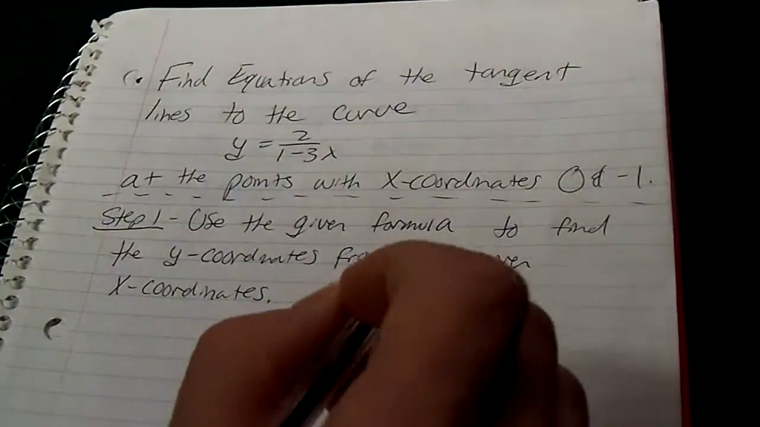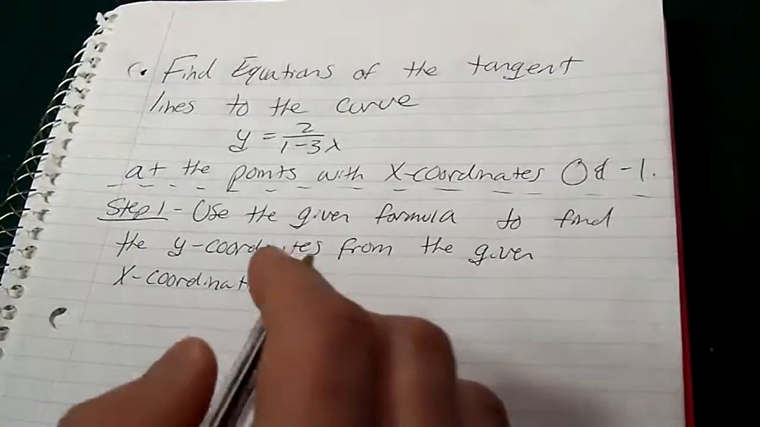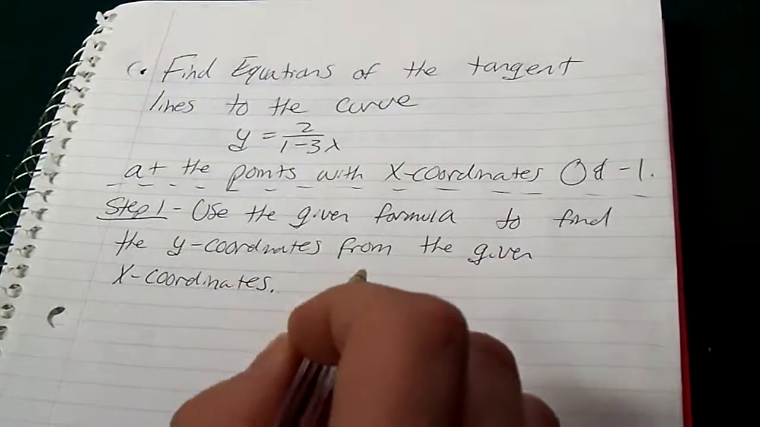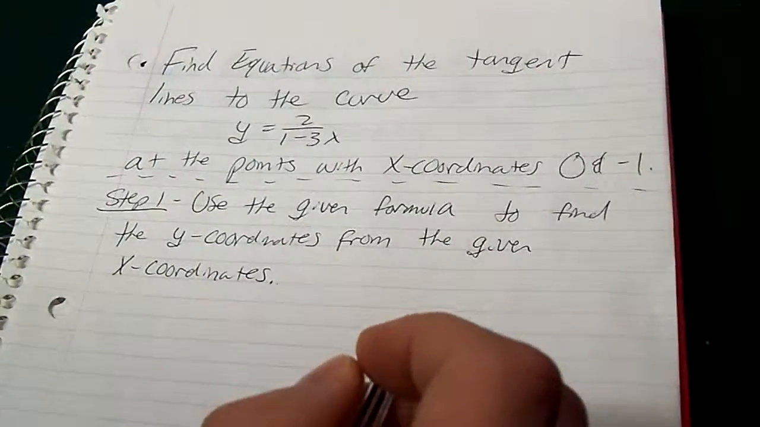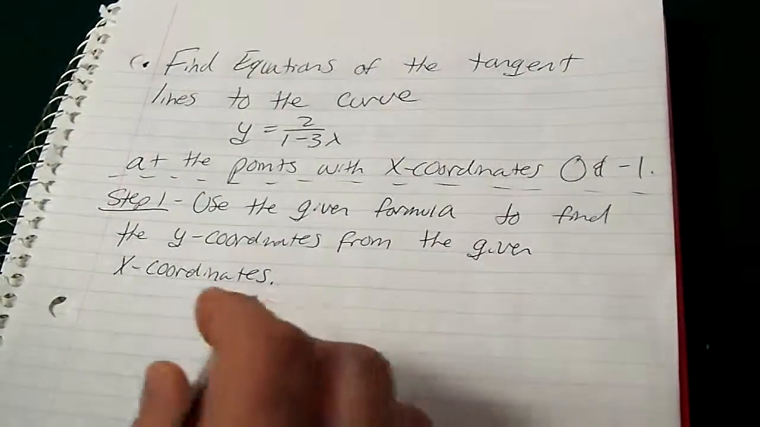So for this problem, we need to find equations of the tangent lines to the curve y equals 2 over 1 minus 3x at the points with x coordinates 0 and -1. So step 1, use the given formula to find the y coordinates from the given x coordinates.